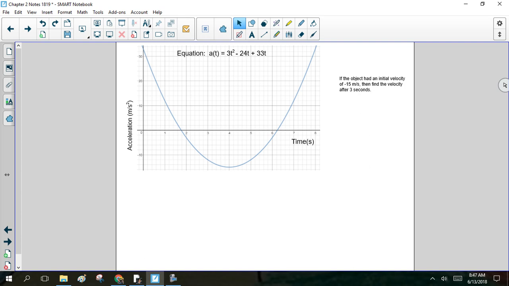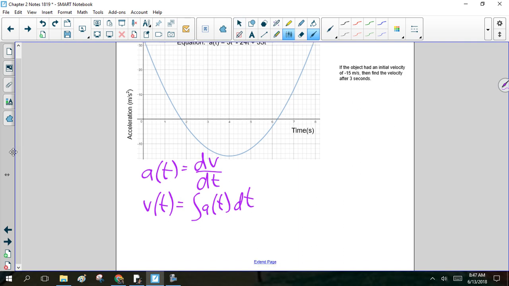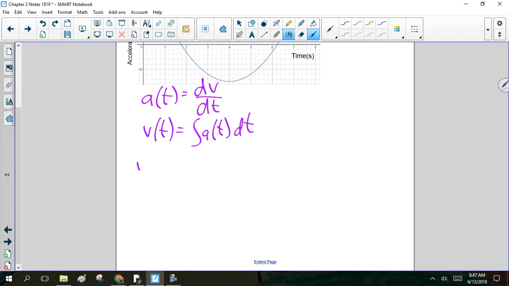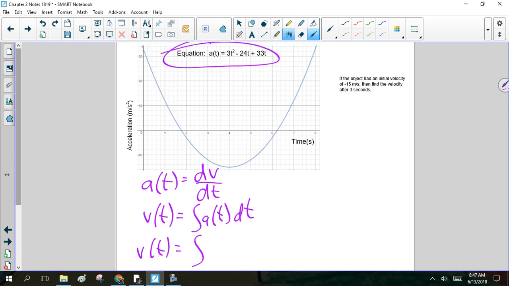So here's what I'm thinking. Acceleration as a function of time is the derivative of velocity with respect to time. So that means velocity as a function of time is the integral of acceleration with respect to time. And so velocity as a function of time is the integral of this mess, 3t squared minus 24t plus 30.